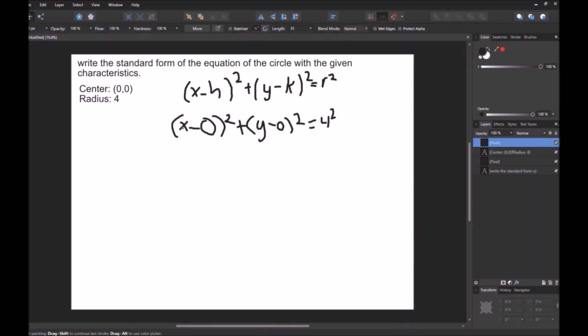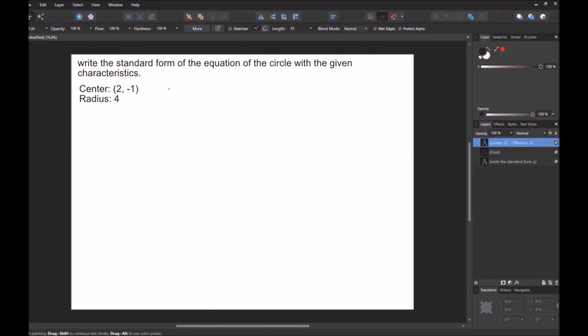And this would just be x squared, this would just be y squared, and 4 squared is 16. So the equation of the circle is x squared plus y squared equals 16. Okay, so in this next question we're given the exact same question, but just different information. Our radius is still 4, but the center is now 2, negative 1.